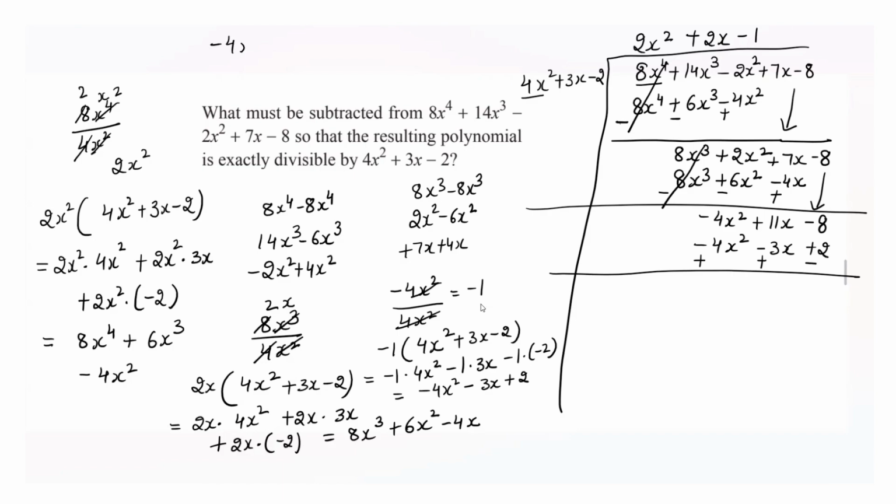Now it is minus 4x squared plus 4x squared. That means it's 0. We can cancel it. Then it is 11x plus 3x, which is equal to 14x. Then negative 8 minus 2, which is equal to negative 10. That means 14x minus 10, we have to subtract from this so that the resulting polynomial is exactly divisible by 4x squared plus 3x minus 2.